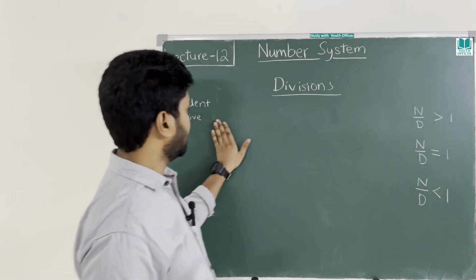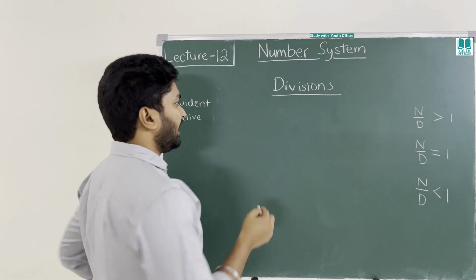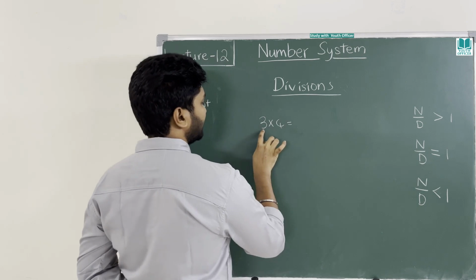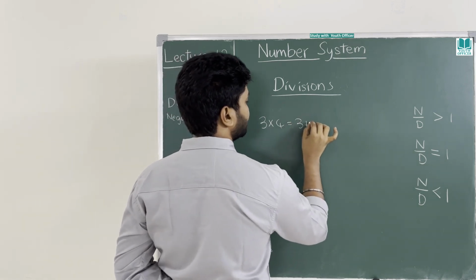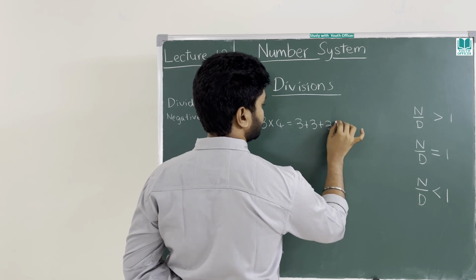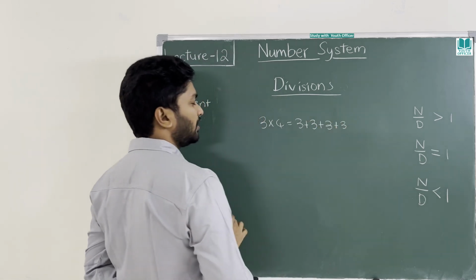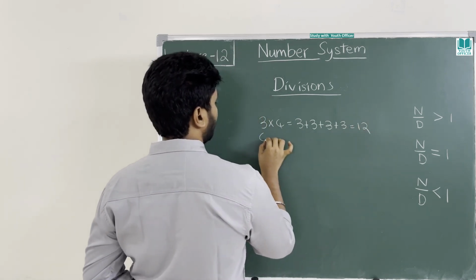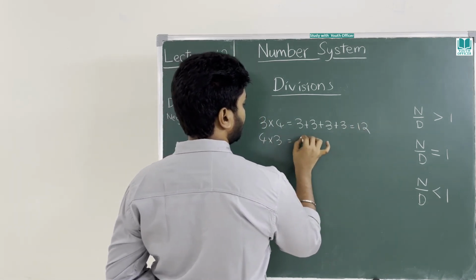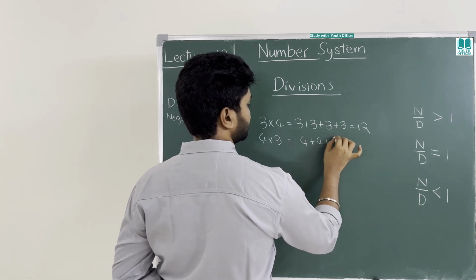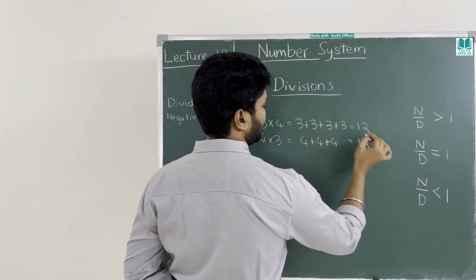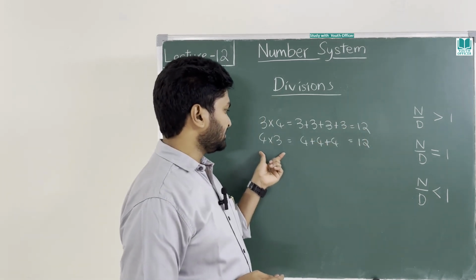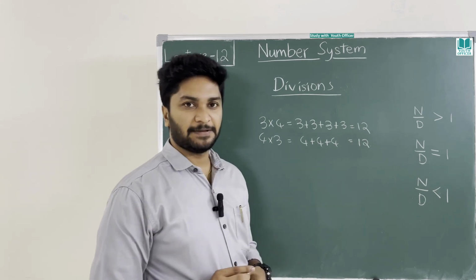And all those concepts. Now, if you take multiplication, I already told you many times. 3 into 4 means 3, 4 times you have to add. What is the result? 12. Or 4 into 3 means 4 you have to add for 3 times. Still you will get the result 12. Right? That means multiplication means the number of times you are adding them.